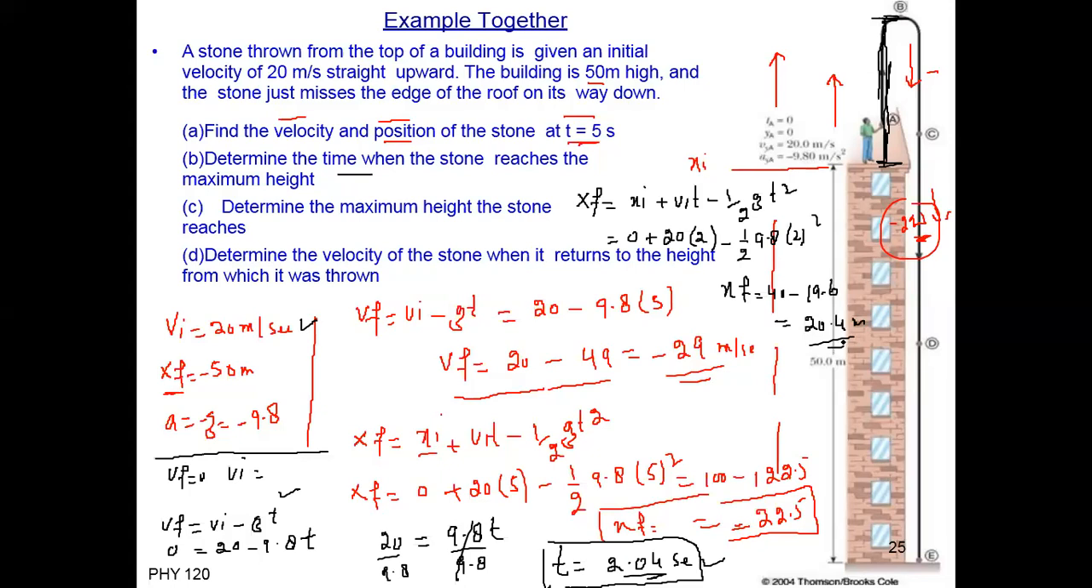Okay, last option, last one. Determine the velocity of the stone when it returns to the height from which it was thrown. This means the velocity at this position. For example, you throw from this position, moving upward to maximum height, then moving downward to this position. So at this same level, what will be the final velocity? The final velocity at the same position will be the same, correct?